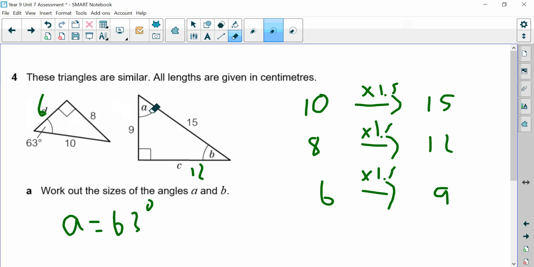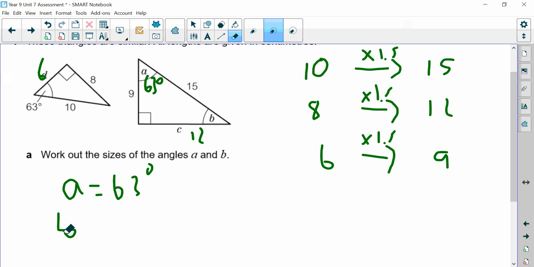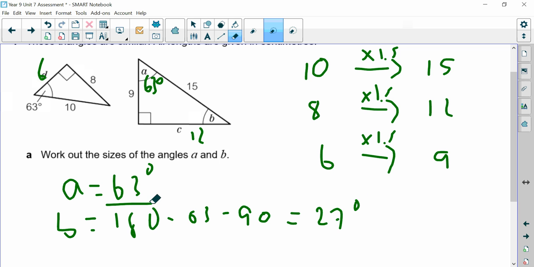Now, once we know that A is 63 degrees, you can work out what B is just by doing angles in a triangle. The angles in a triangle add up to 180. So B is 180, take away that 63, also take away the 90 degrees that you have there. If you do that, then you will end up with 27 degrees left over. Okay? So that's how we establish which way the angles go around. Be careful not to label them the wrong way.